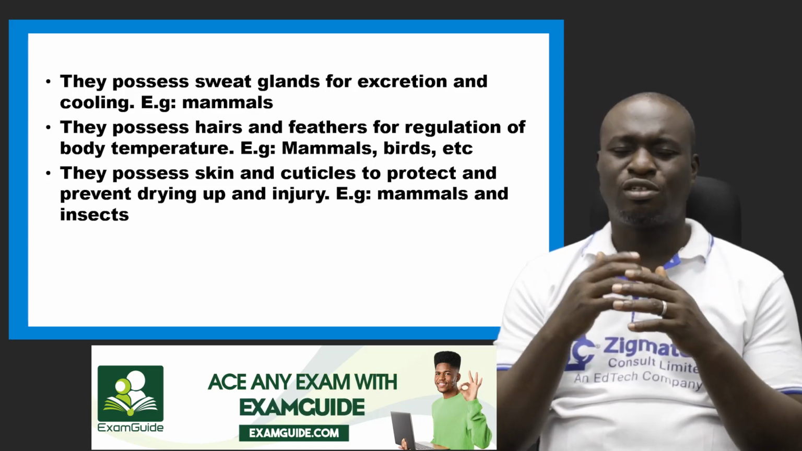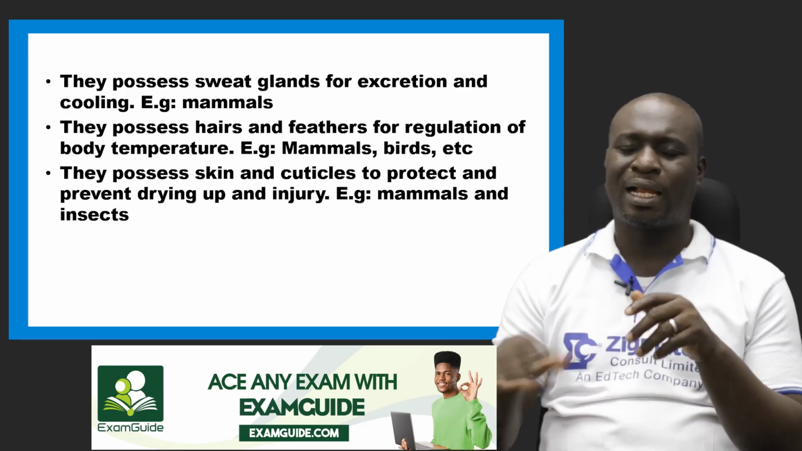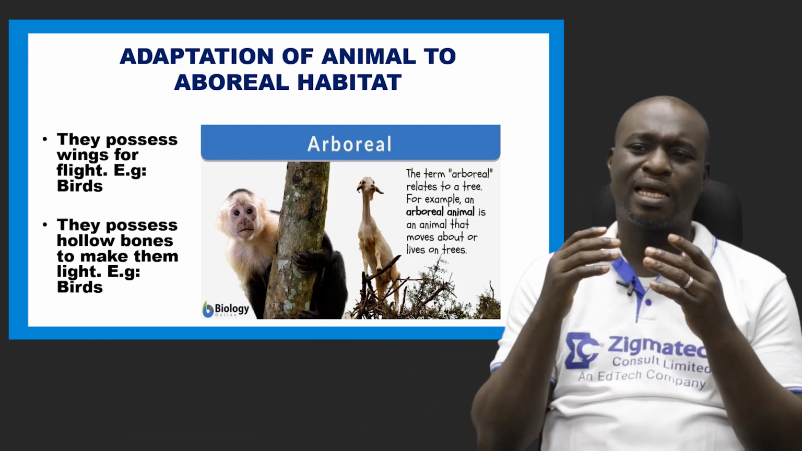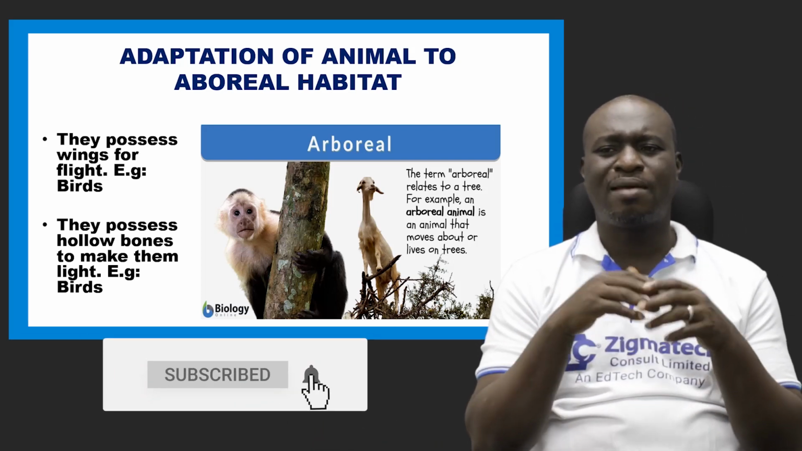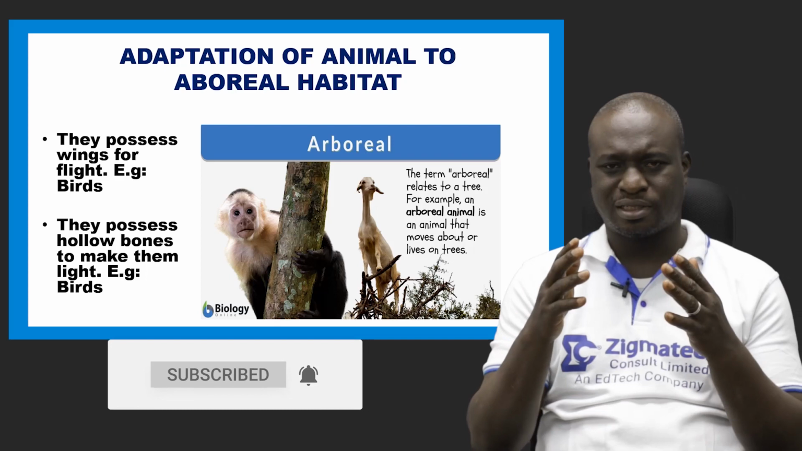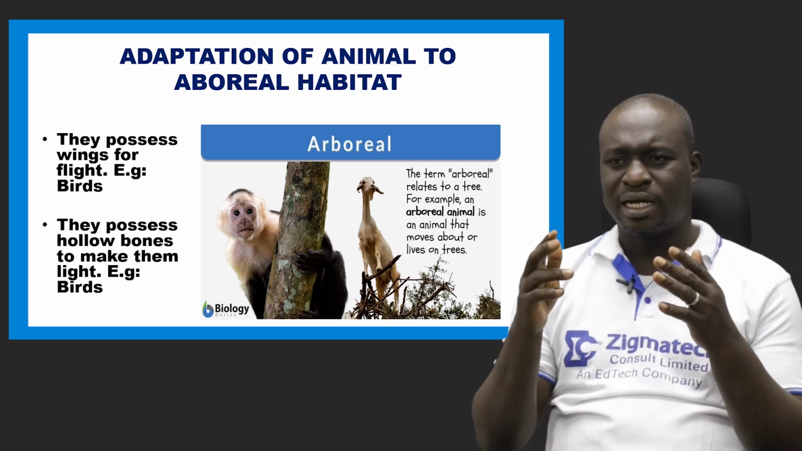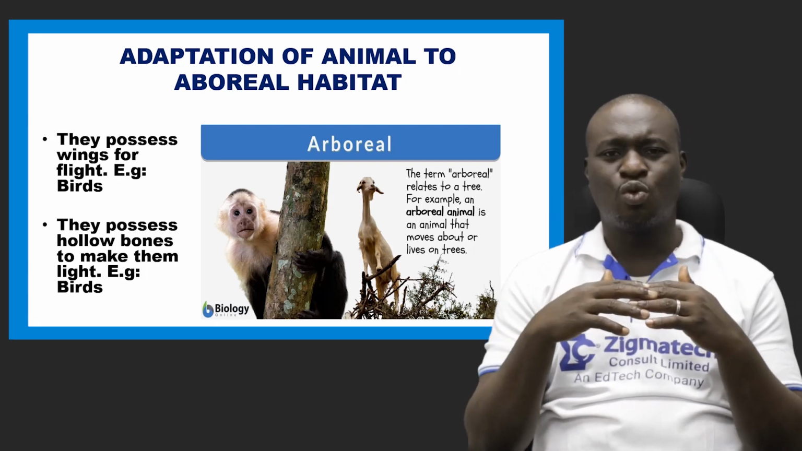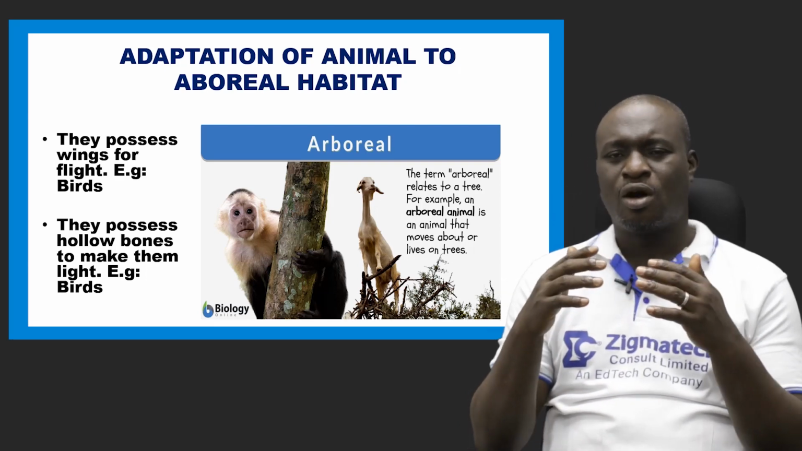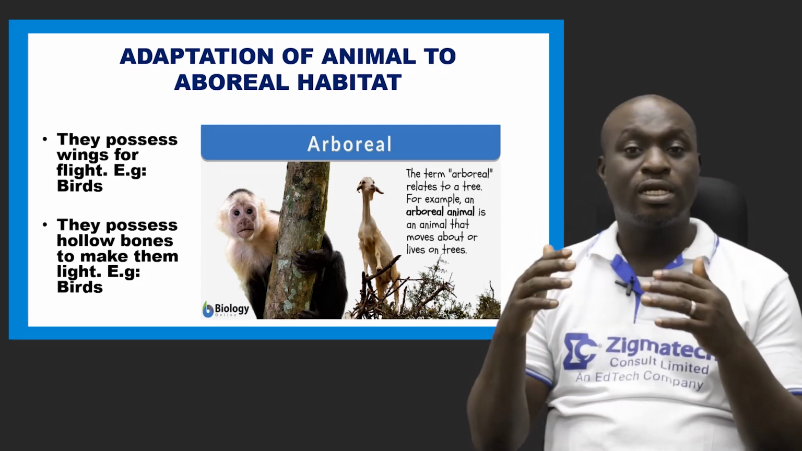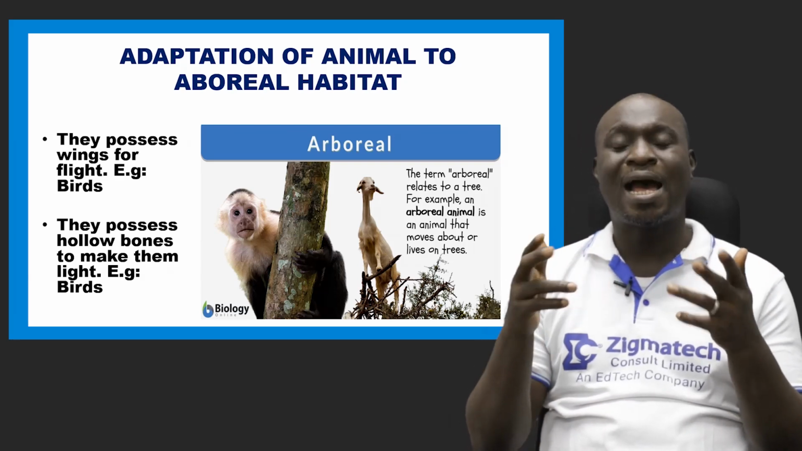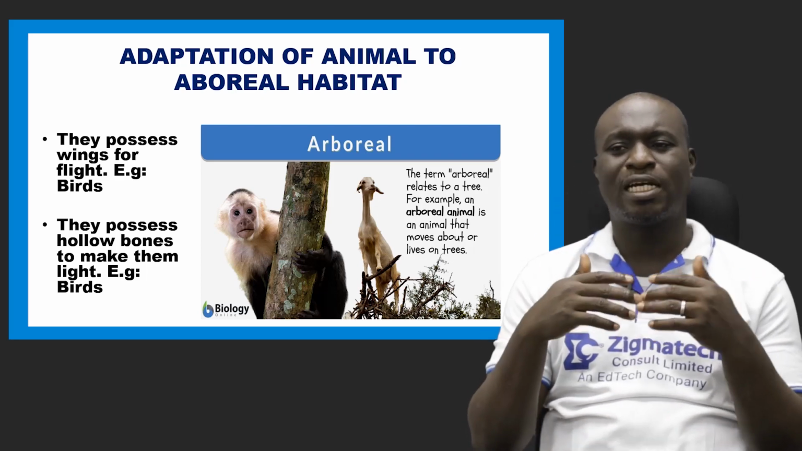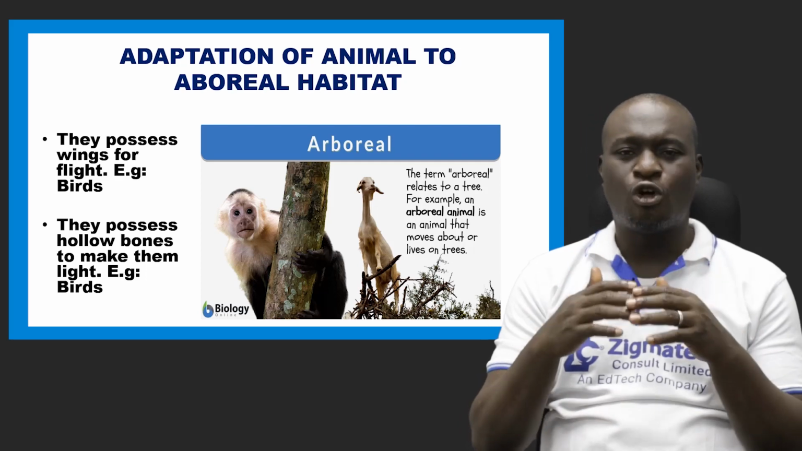We also have adaptation of animals to arboreal habitat. Now, what is arboreal habitat? The term arboreal relates to trees. It has to do with trees. So it simply means that arboreal habitat has to do with a place or trees where living organisms can be found, mostly animals. We can say arboreal animals are animals that move about or live on trees.